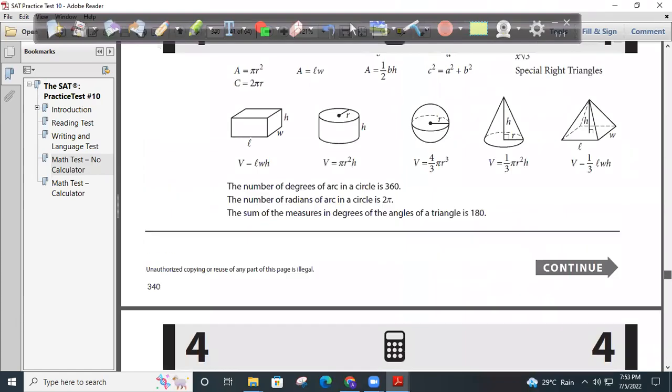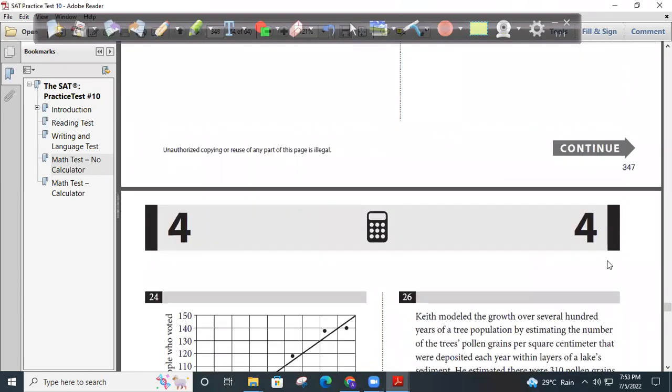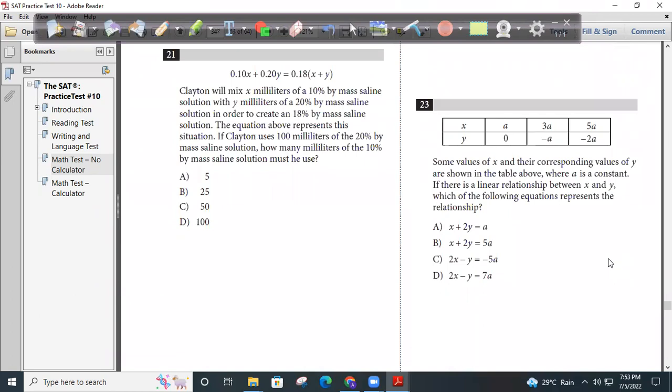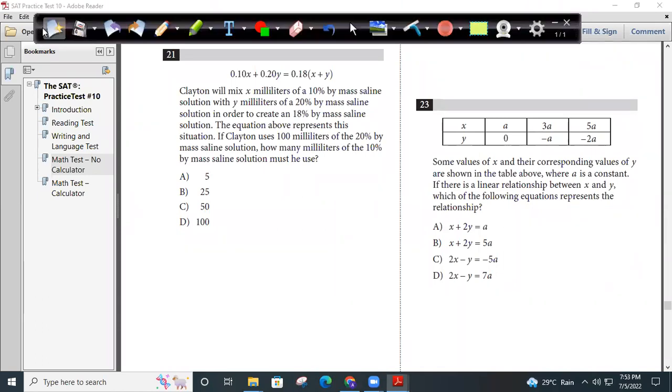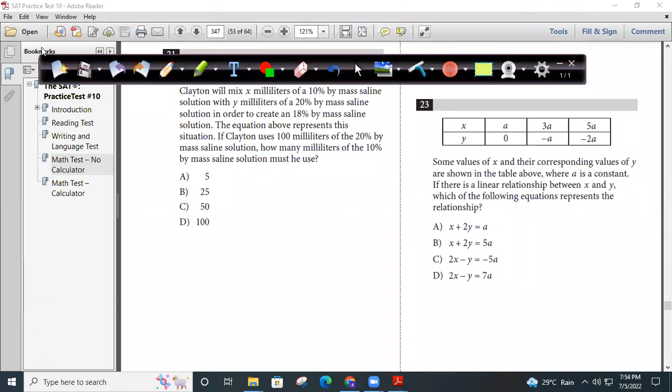You need to be active now, then only you'll be able to solve the questions. Everyone just solve and give me the answer for question number 23. Start, your time starts now. Question number 23, start.